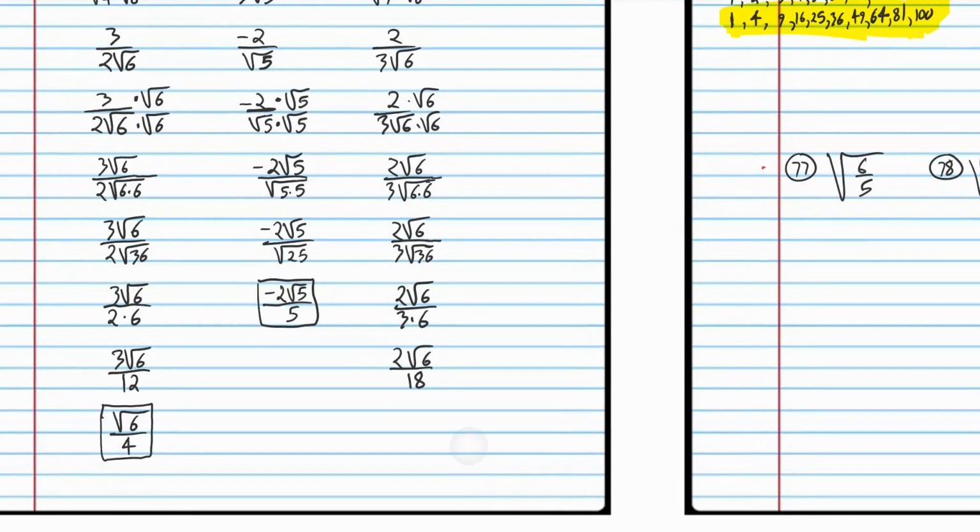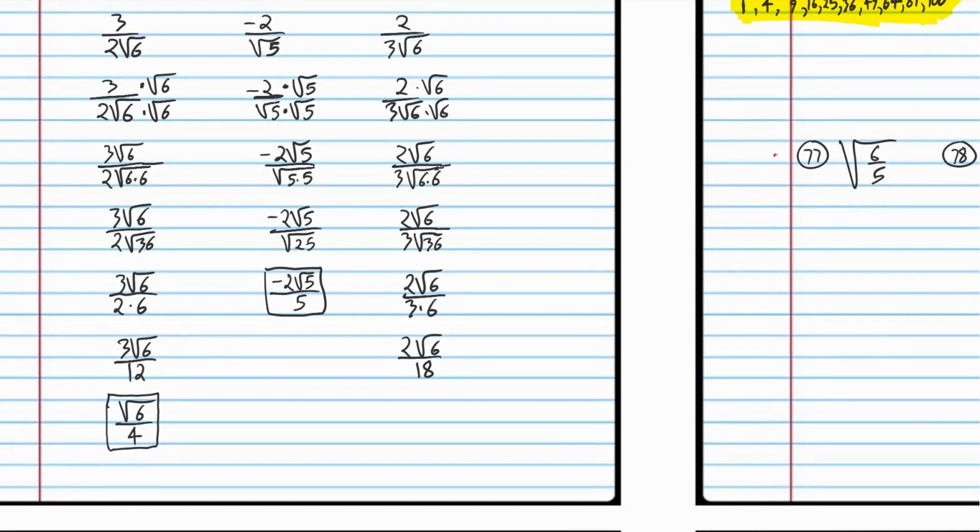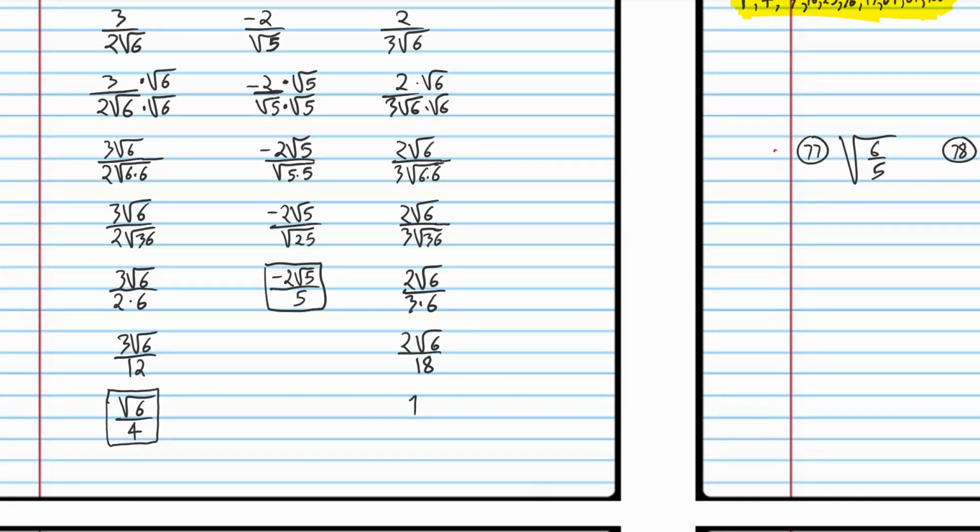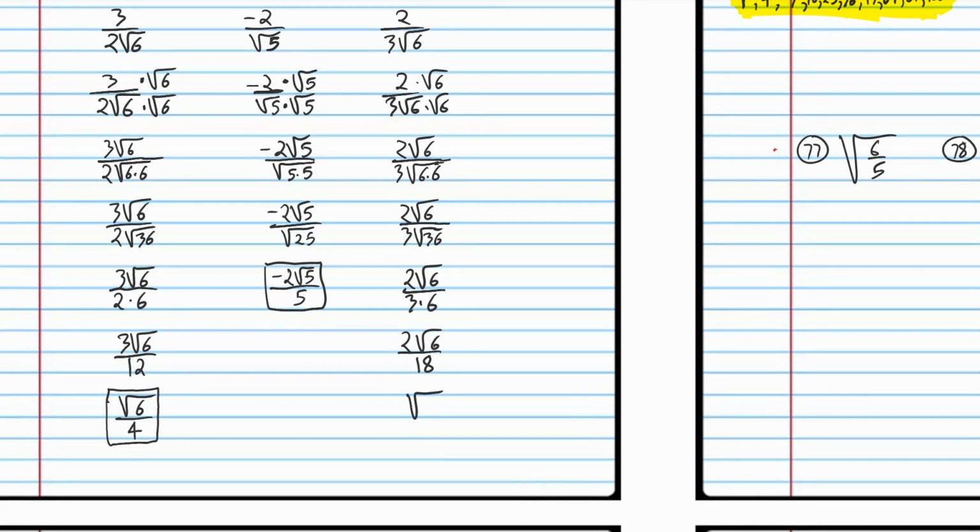But then we have one last thing to do. We can actually reduce 2 over 18. So that's going to be 1 over 9. But we don't have to write the 1 here. We can just write root 6 over 9. It's very unusual to write a 1 next to a root. And if you become an engineer, they're probably going to laugh at you if you do that.